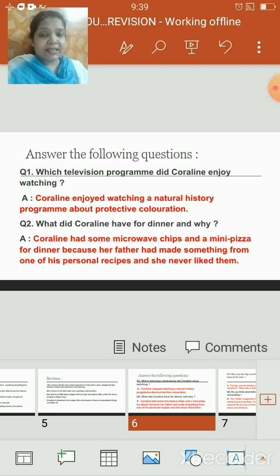Now let us go to the second example. What did Coraline have for dinner and why? Okay, the question is what did she have for dinner and why? Coraline had some microwave chips and a mini pizza, right? Coraline had some microwave chips and a mini pizza for dinner.